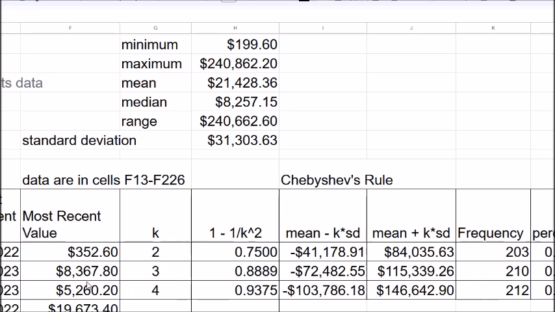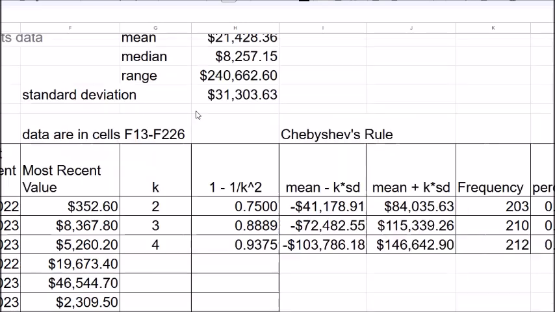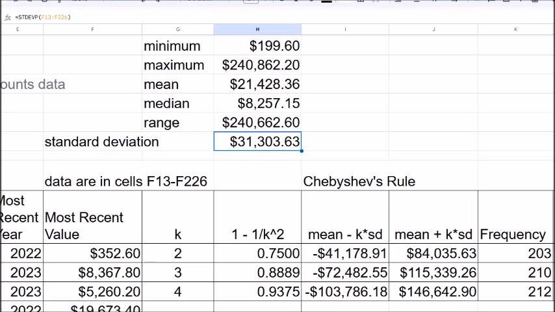So here we have the set of data right here. The first one is in cell F13. The last one is in cell F26. And earlier we calculated that the population mean is 21,428.36 cents, and then the standard deviation is $31,303.63. And then once again, to calculate the standard deviation using Google Sheets, we use the function STDEVP, and then specify the range. The range in this case is F13 to F26.